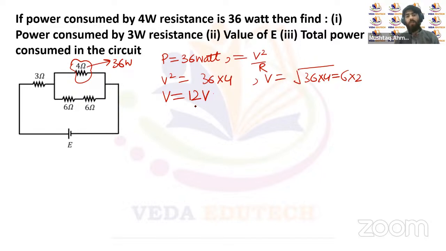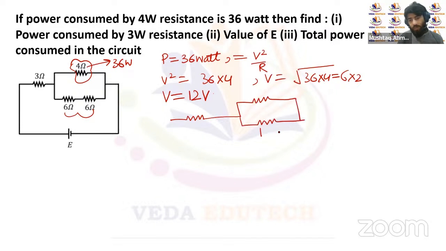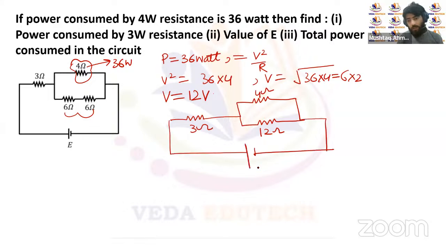And we know that the combination of the 6 ohm and the 6 ohm resistors here are in parallel with the 4 ohm resistor, right? These two resistors, 6 ohm plus 6 ohm, are in series, so we can replace them with a 12 ohm resistor. So we can rewrite the circuit like this. It will be 4 ohm here, 12 ohm here. We have written the equivalent of these two resistors, 12 ohm here and 4 ohm here. And this is the 3 ohm resistor, and we are connecting it with the external battery of EMF E, right?